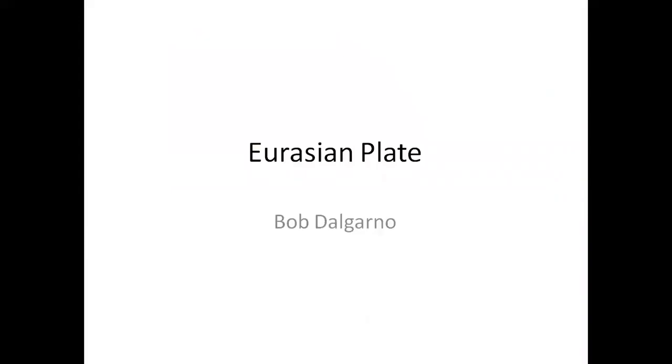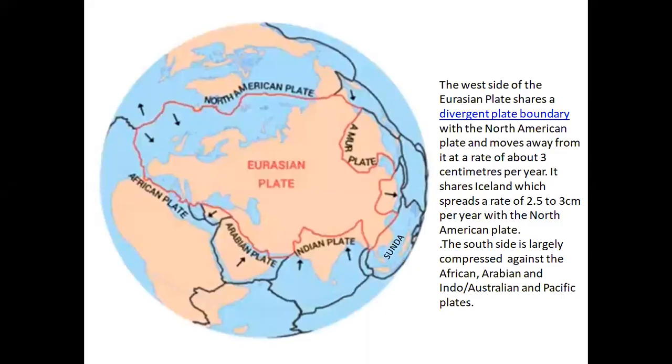The Eurasian Plate. This is one of a series on the major plates of the Earth. The Eurasian Plate's about the third largest, behind the Pacific and North American plates. And to proceed, we have here the red boundary of the Eurasian Plate.